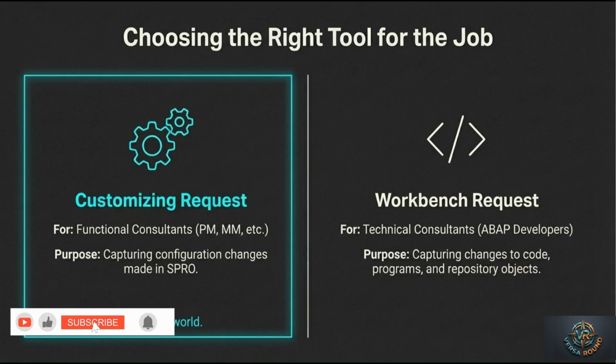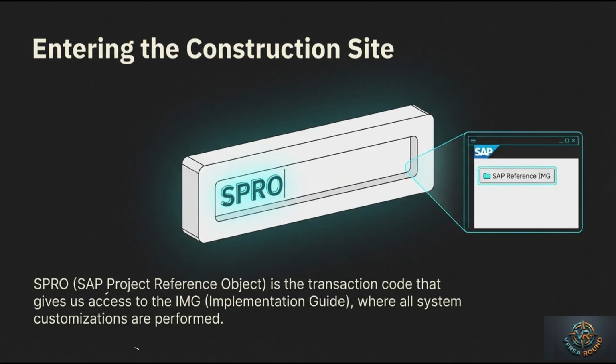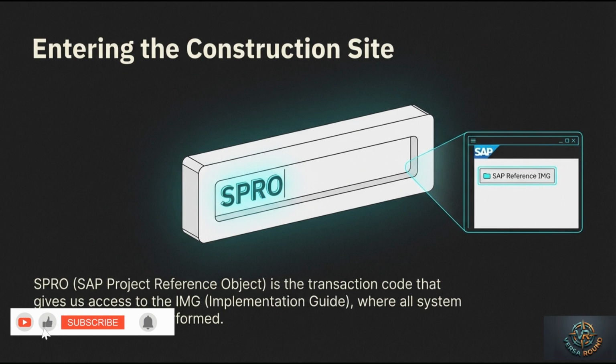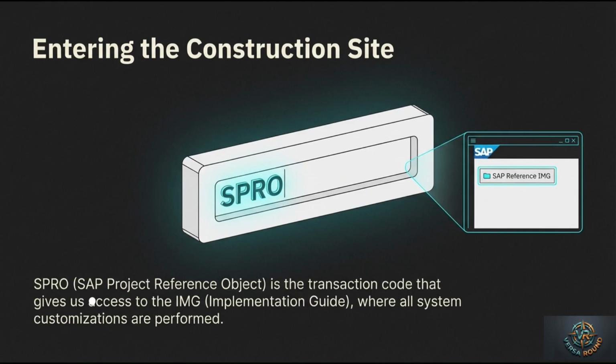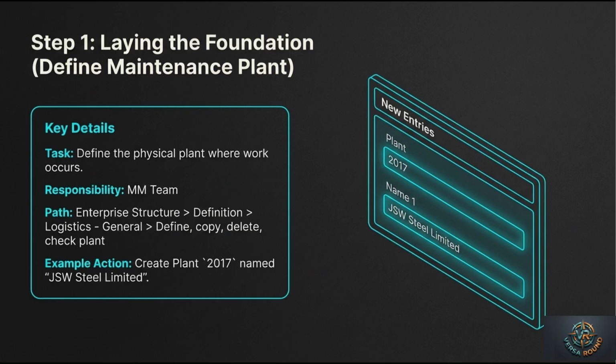The hands-on configuration, a 3-step process. Entering the construction site. All right, let's get our hands dirty. All this configuration happens in a transaction code called SPRO, the SAP Implementation Guide. This is our control panel. Step 1. Laying the foundation.